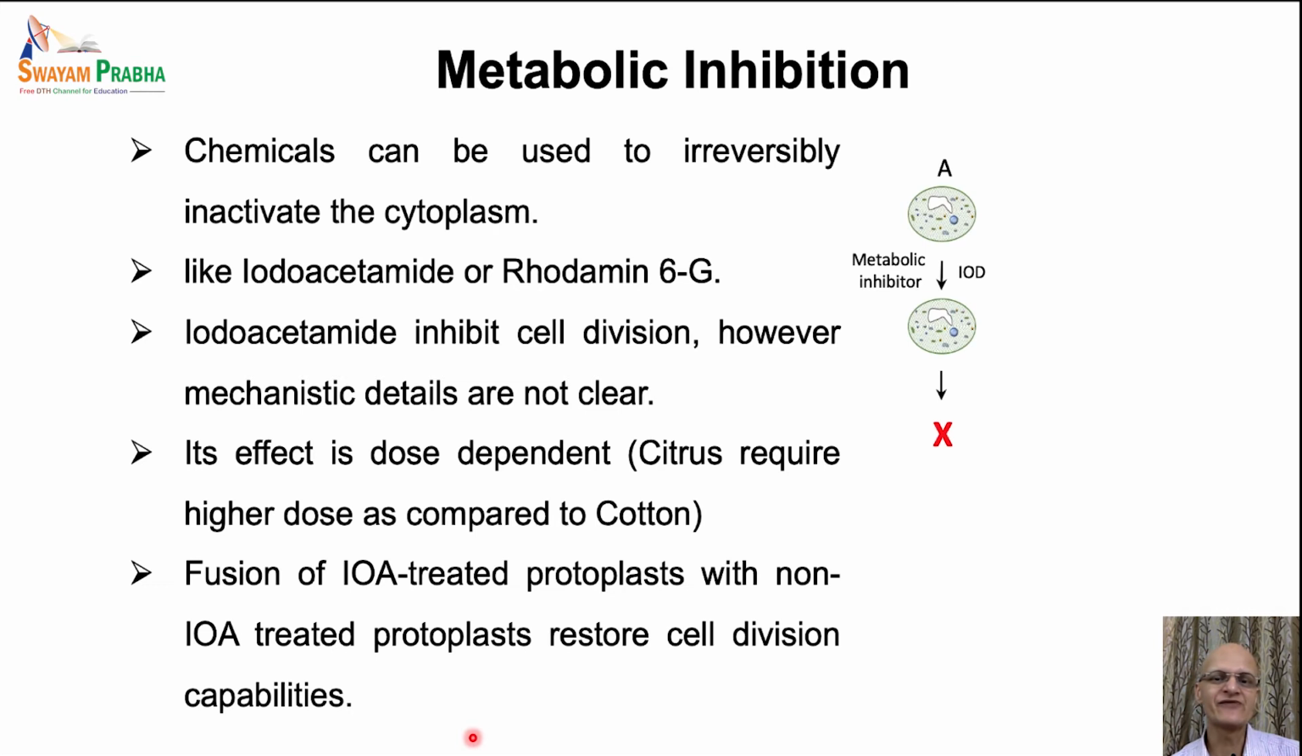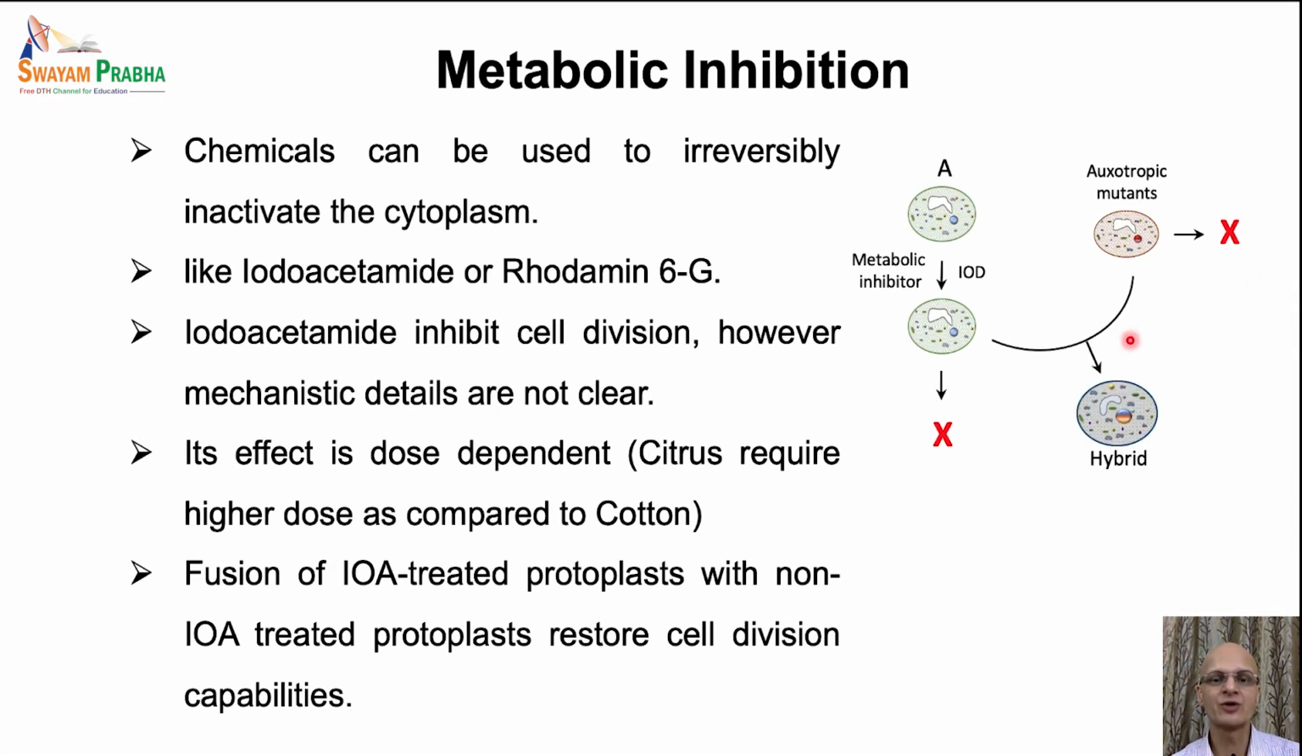The fusion of the iodoacetamide treated protoplasts with the non-treated protoplast can restore the cell division capabilities. Similarly, the protoplast of the other partner may have some other characteristic features, like it may be an auxotrophic mutant, so it would not be able to grow on the media without the exogenous supply of a particular supplement.